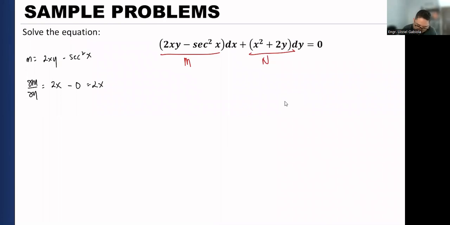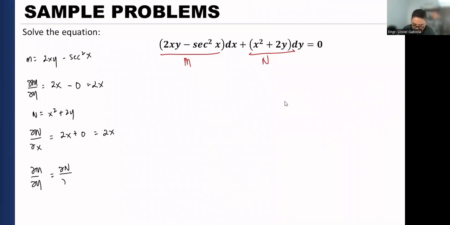Then for n, we have x squared plus 2y. Partial ni n with respect to x, sorry. So ano mangyayari ngayon? First term is 2x. Second term ay 0. Okay? So this is 2x. So since m and n with respect dun sa mga partial derivative nila ay equal, therefore eksakto.